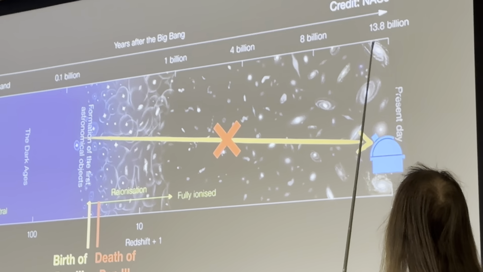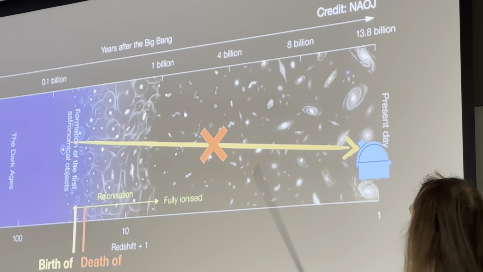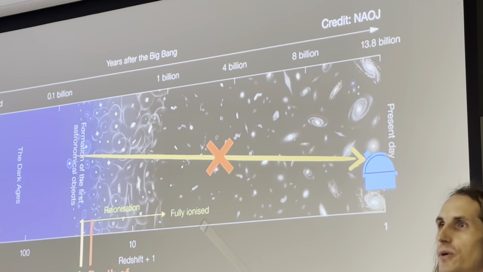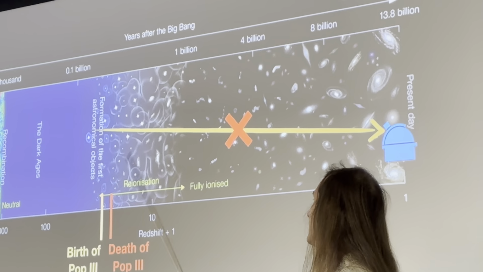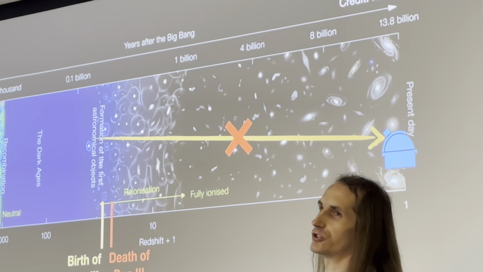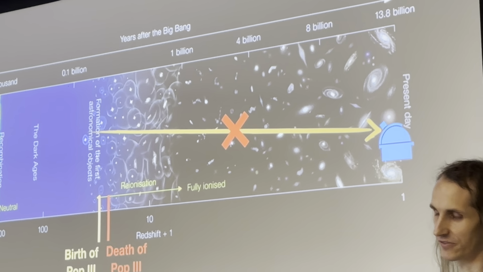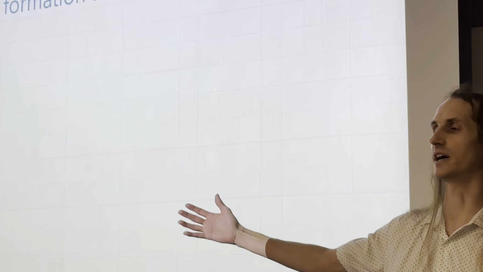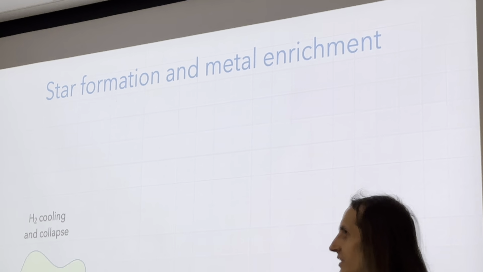So 13.8 billion years later, in the present day, we see these massive galaxies, lots of metal-enriched stars, but none of the first stars. They're all long gone. And even when we use our most powerful telescopes, looking deep into space as far back into time as we can, these first stars, the POP3 stars, are just too faint to observe with telescopes. So they're really difficult to study observationally. So we use numerical simulations to model them and try to look for signatures that they leave behind in the next generation of stars.